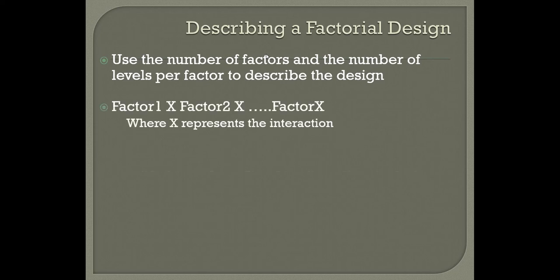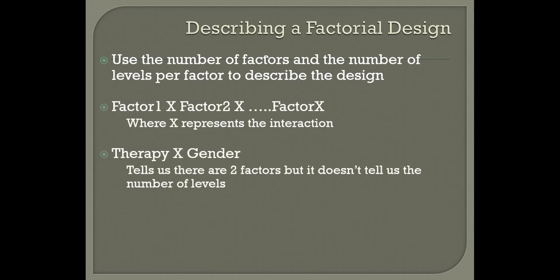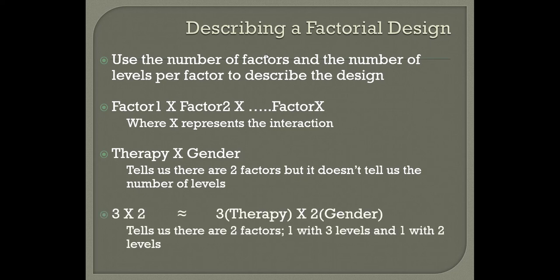So as we've already noted, we use the number of factors and the number of levels per factor to describe the design. So the design we just looked at is a 3x2, so 3 conditions for therapy and 2 levels for gender. It's a 3x2 factorial design.